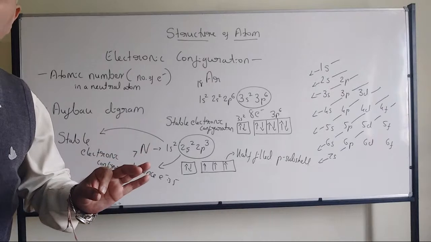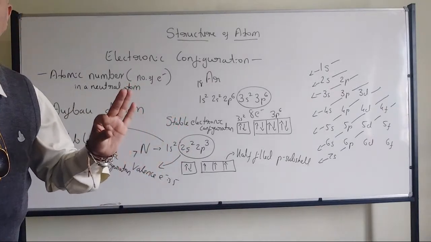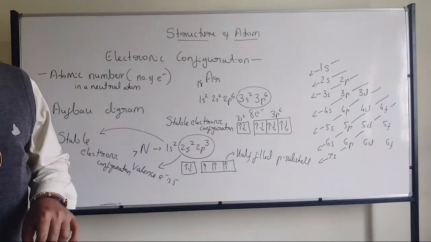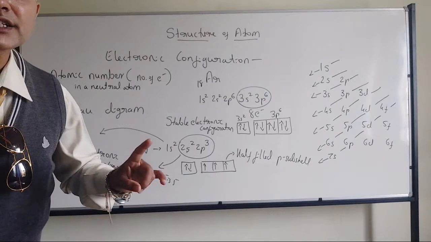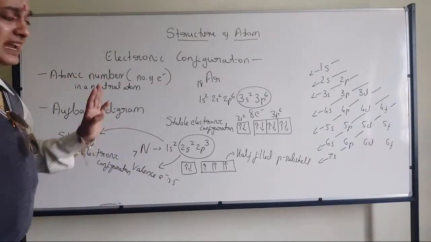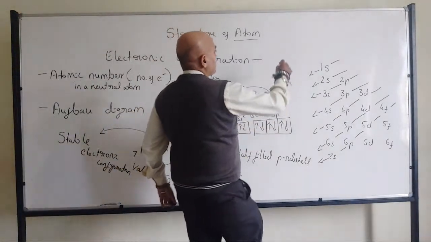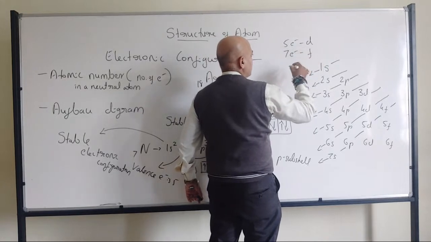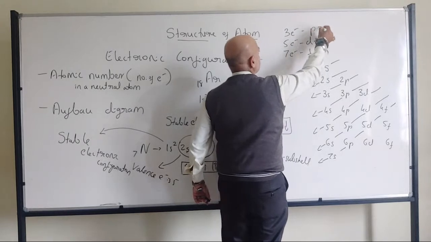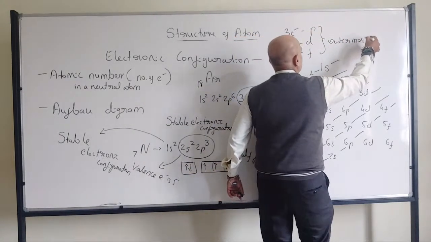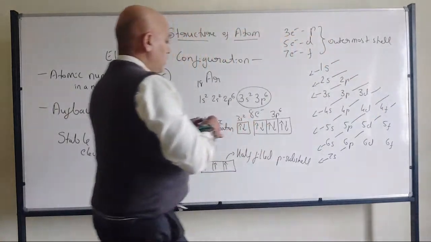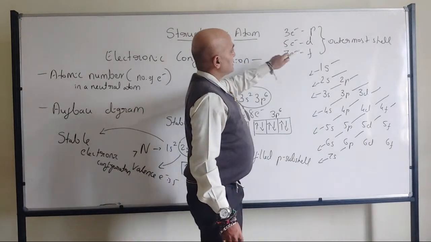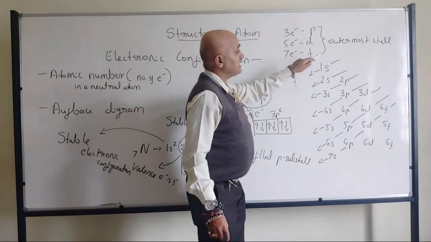So whatever half filled concept I am telling, it is applicable for p, d, f. Majorly it is applicable for p, d, f, not for the s subshell. Don't consider s1, whichever element has it, as stable. No. It is applicable only for p, d and f. So any atom having 5 electrons in its d subshell, 7 electrons in its f subshell, and 3 electrons in its p subshell in the outermost shell has a stable electronic configuration.